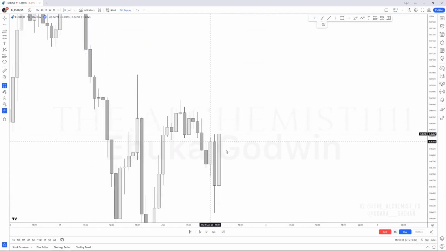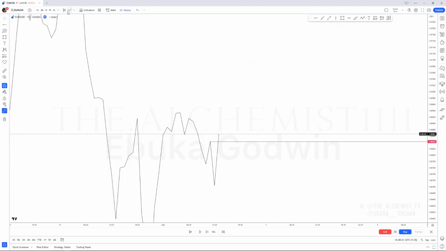What is this? A resistance being broken, right? A resistance being broken, then it turns into what? A support, right? Once a resistance is broken, we know that it turns into a support. But now, how do we know that we could trust this level? Right? That's the problem. How do we know that we could trust this level? So that is the reason why we use confluence, right? That is the reason why we use a confluence. So our confluence will be a trend line. Look at this. Where's this?